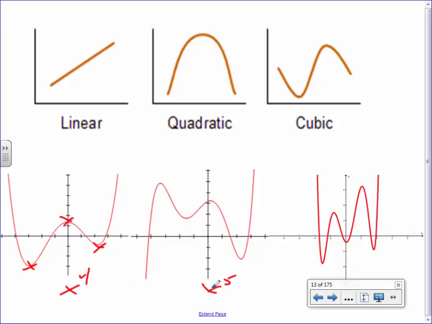This would be an x to the 5 graph. It has 1, 2, 3, 4 turning around spots. We actually changed the name then. We don't call them vertexes anymore. A vertex is actually specifically for quadratics. The word I'm going to use is called turning point. Kind of makes intuitive sense. It's where the graph literally turns around. Does that make sense?